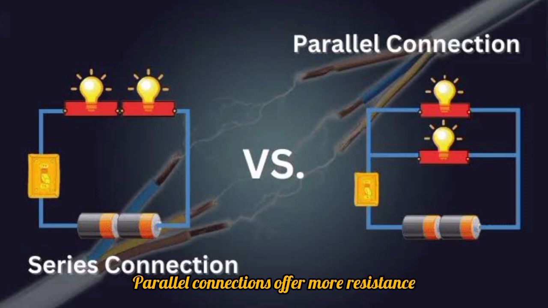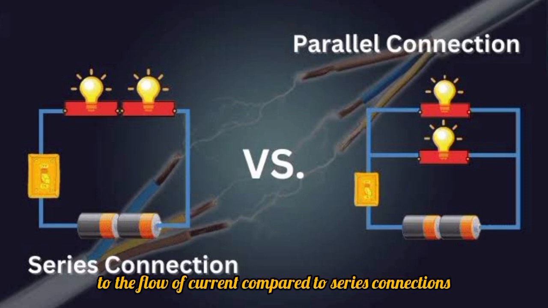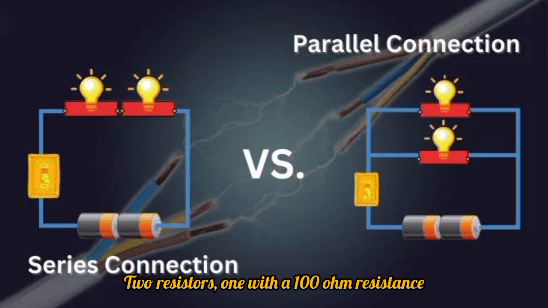Parallel connections offer less resistance to the flow of current compared to series connections. Two resistors, one with a 100 ohm resistance and the other with 150 ohms, connected in parallel will have less effect on electric current than two resistors with 50 ohm and 40 ohm resistances connected in series.